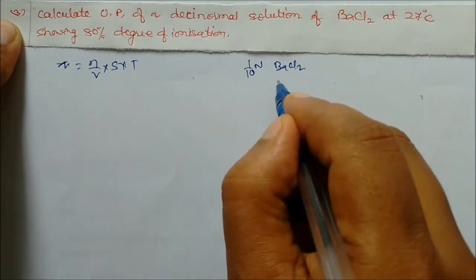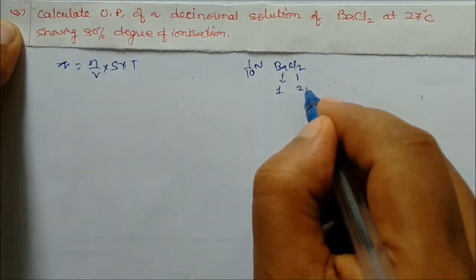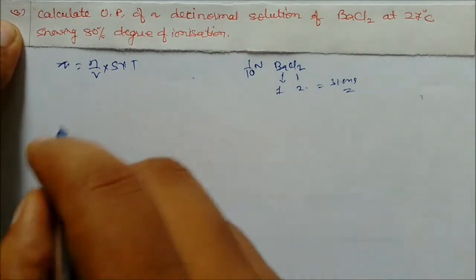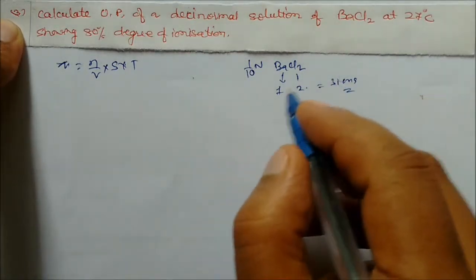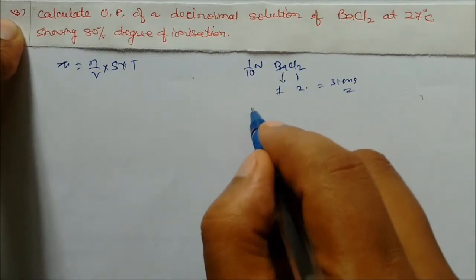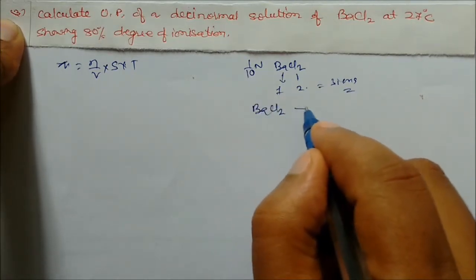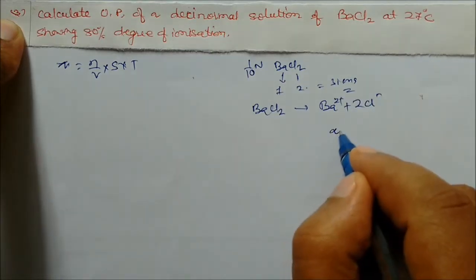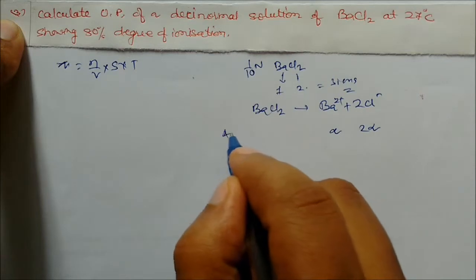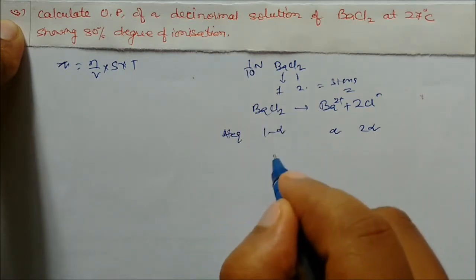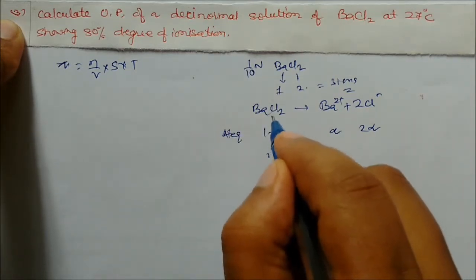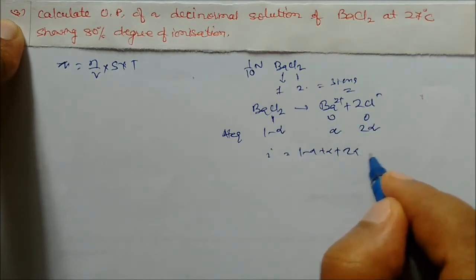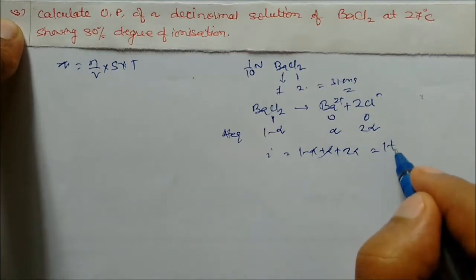So we can see here, this is the 1 ion, this is the 2 ion. So 1 plus 2 means we are getting 3 ions here. So we can write it like this: BaCl2 is undergoing ionization to Ba2+ and 2Cl-. This is alpha, this is 2 alpha at equilibrium. So this will be 1 minus alpha. Initially the products are 0. So total i will be 1 minus alpha plus alpha plus 2 alpha. The alpha cancels, and the total is 1 plus 2 alpha.